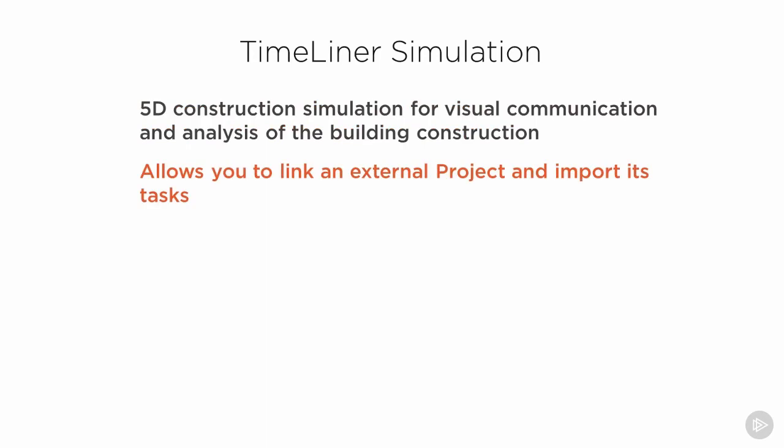The TimeLiner simulation allows you to link an external project file such as Asta, Primavera, or normal Microsoft Project. You can also link a CSV file and automatically import the tasks from those project files. Once you've imported those tasks, you can then attach Autodesk Navisworks items to those tasks. Now again, there is a really smart way of automatically attaching items to the tasks.